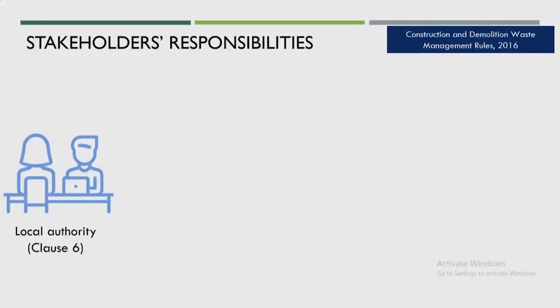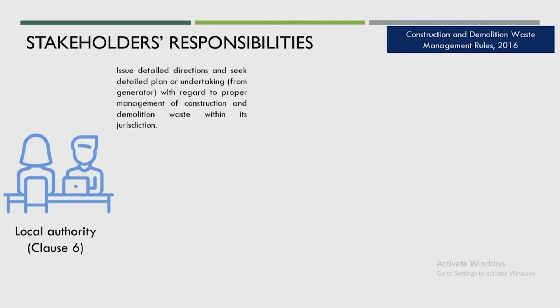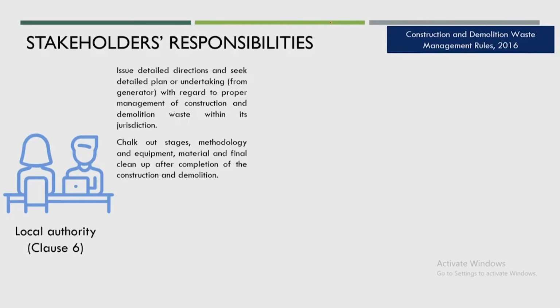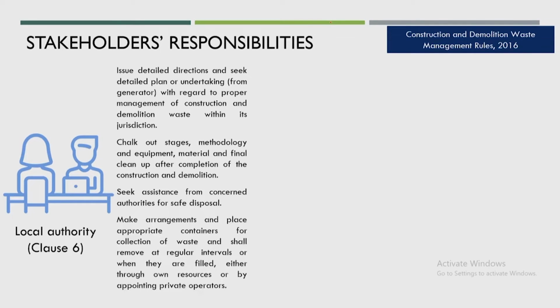Now, the next is local authority. This is another stakeholder and the responsibility is given in clause 6. They have been asked to issue detailed directions and seek a detailed plan or undertaking with regard to proper management of construction demolition waste within their jurisdiction. Chalk out stages, methodology, equipment, material and final cleanup after completion of C&D waste, and they can take assistance from the concerned authority and make arrangements and place appropriate containers for the collection of waste, and shall remove it at regular intervals or when they are filled, either through their own resources or by appointing private operators.